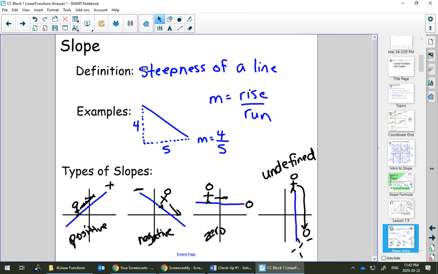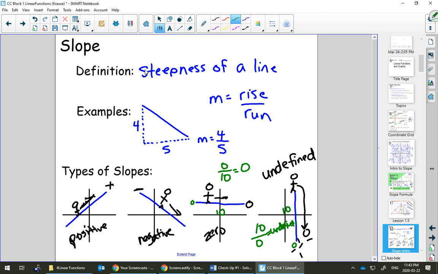Now why is that? When we have a vertical line, our run is 0. Our rise can be whatever we want. So let's say this rise is 10. Our run is 0. Well, 10 divided by 0 is undefined. Now what about a horizontal line? The run can be whatever we want, so let's make it 10. And the rise is 0. Well, 0 over 10 is 0. So the slope of a horizontal line is 0, and the slope of a vertical line is undefined.